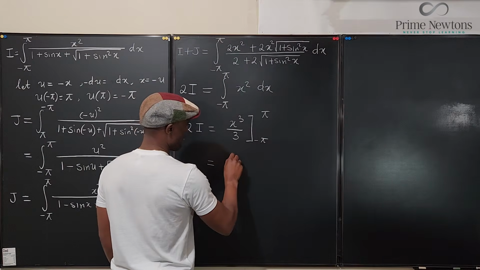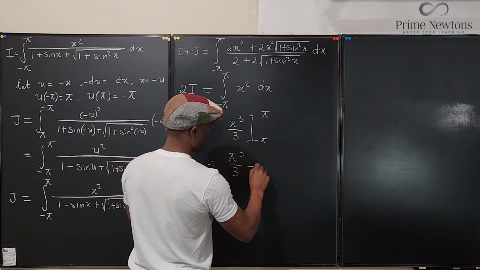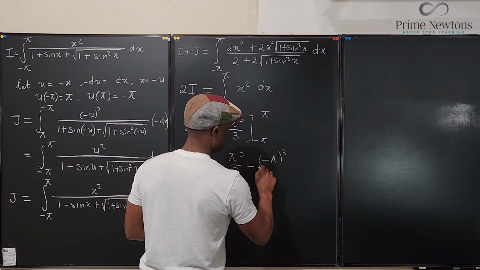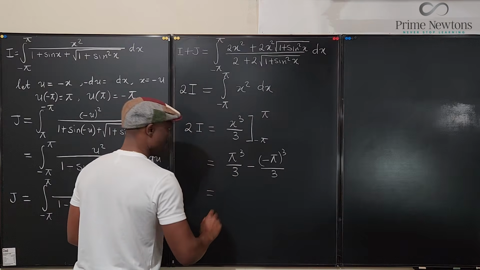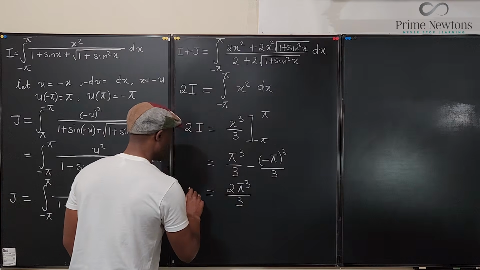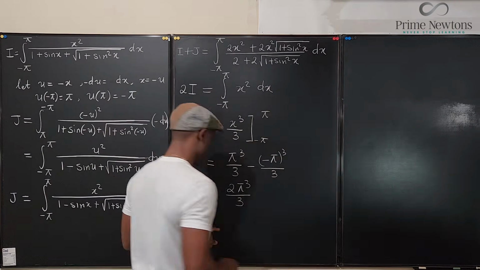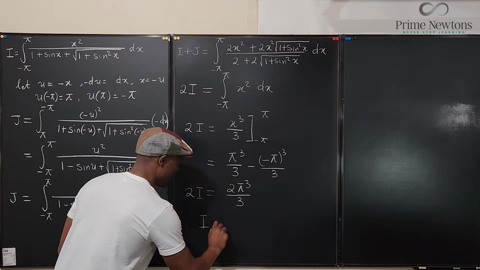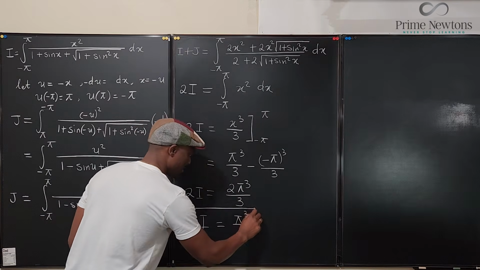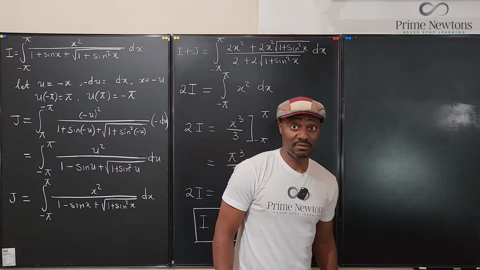It's going to be pi cubed over 3 minus negative pi cubed over 3. That's going to be 2 pi cubed over 3 is 2I, which tells us that, maybe we can write it here, I is equal to pi cubed over 3. This is the value of the integral.